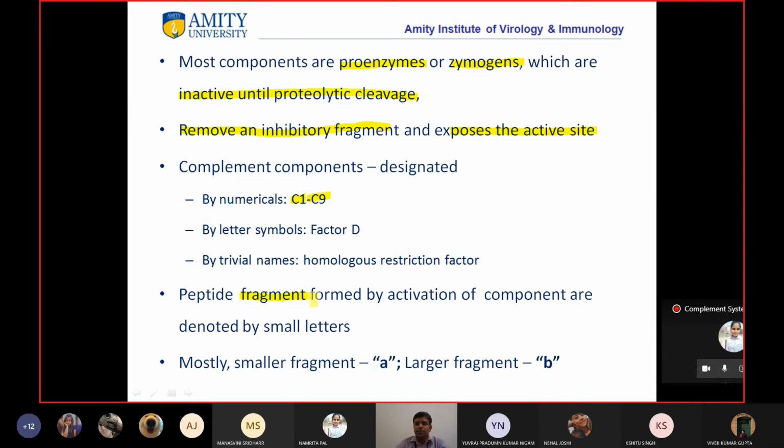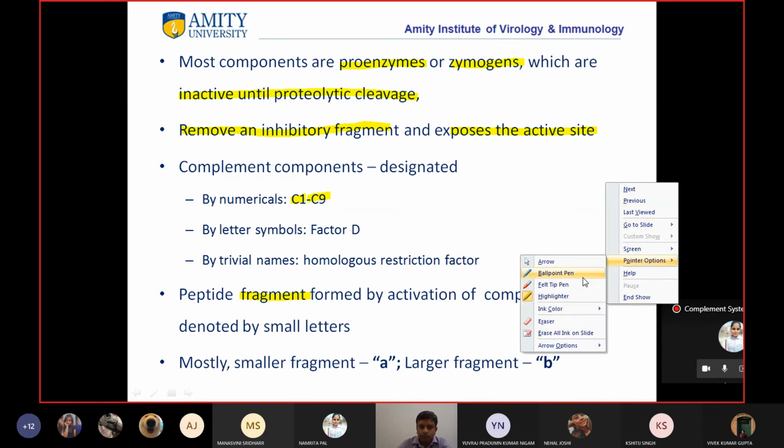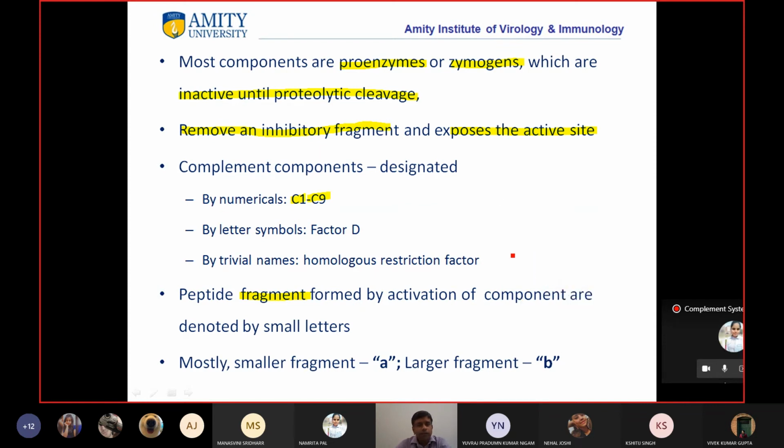Now let me just explain this to you. Now suppose there is a complement protein, let's say for example C3, or let's say for example C4. Now, when the complement system gets activated, just see here, they were in the proenzyme phase. So this is your zymogen in inactive form. And when it is proteolytically cleaved, it forms two fragments, right?